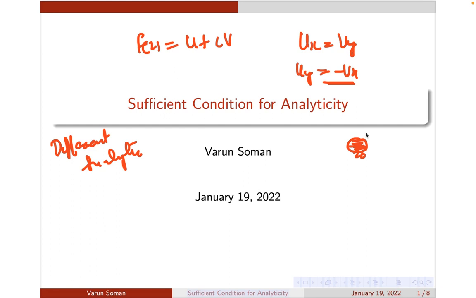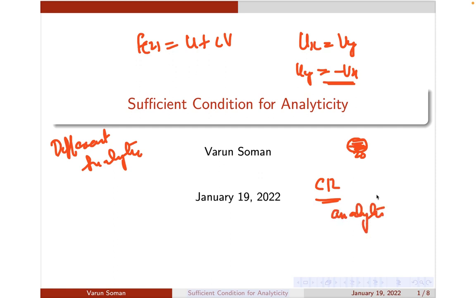For a function to be analytic or differentiable, the condition is just the same: it should satisfy the CR equations. That is the essential criterion for analyticity. But just by satisfying the CR equations, a function will not be analytic. Some more extra conditions are required.